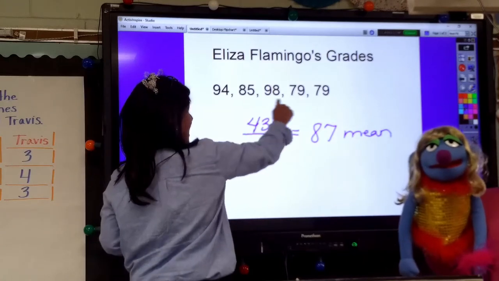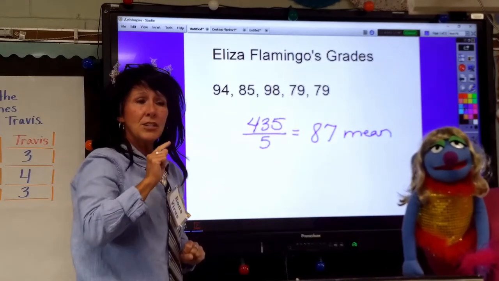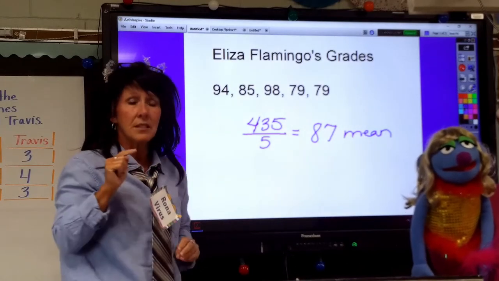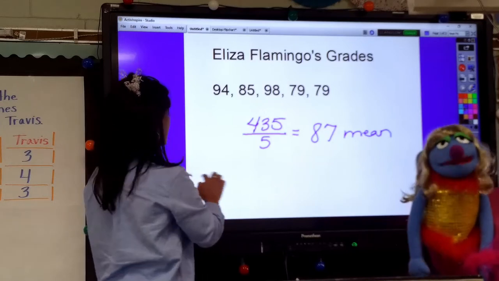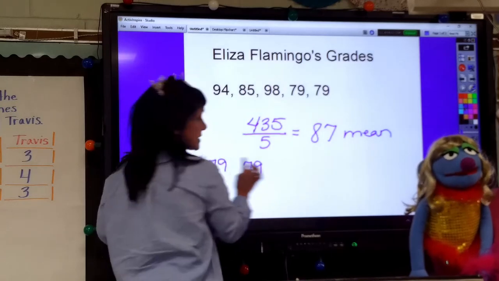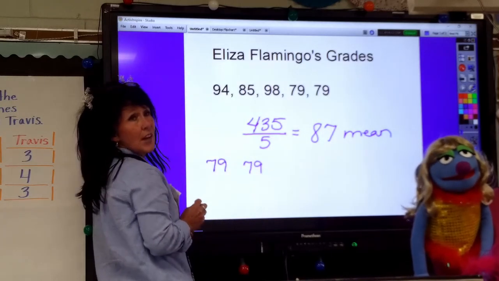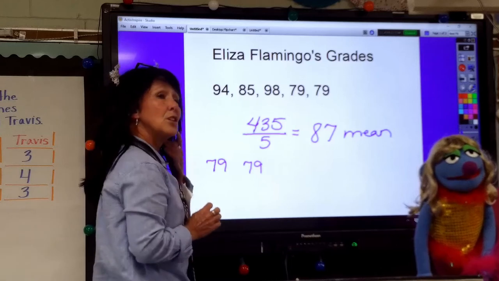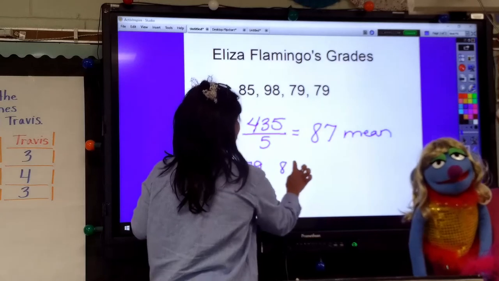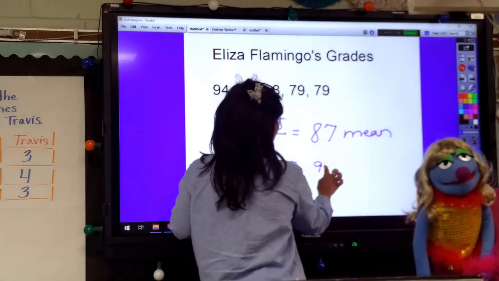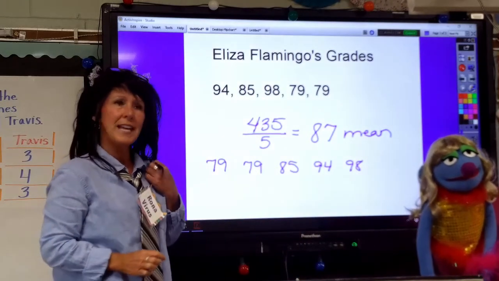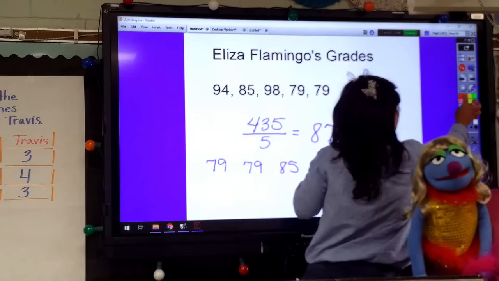So if we take our data, when I'm finding the median, I am looking for the middle, but I have to list them in numerical order. So let's see. We're going to write 79 and then the other 79. And what would be my next value? 85. And then 94. And 98. Perfect. Okay? Now, I'm going to change colors over here for a sec.